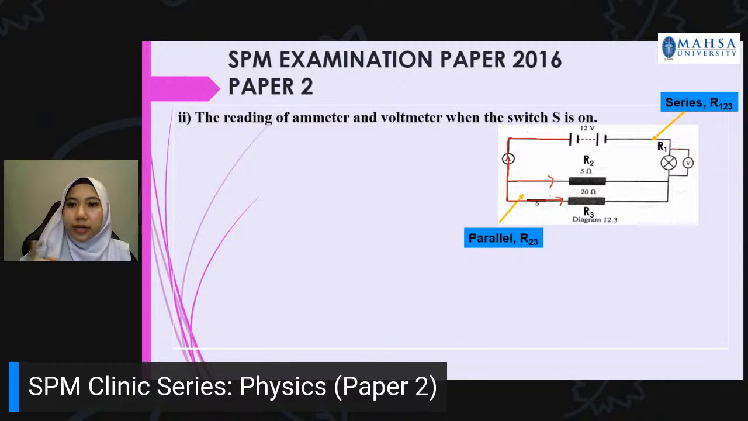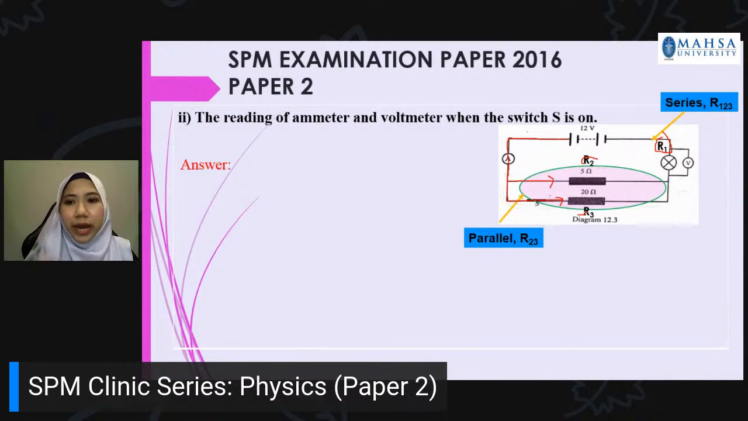Okay, I label the bulb as R1 here. R2 is 5 ohm, and then R3 is 20 ohm. So it's easier for you to solve it if you label it. Next, you need to identify what type of connection it is.